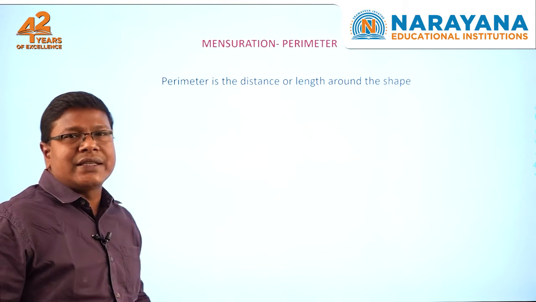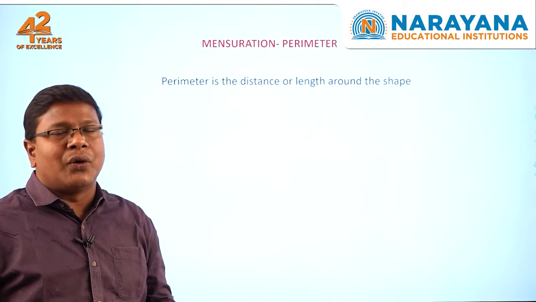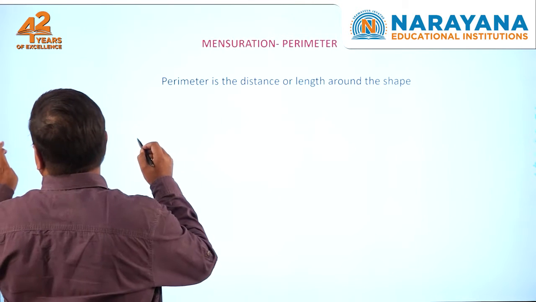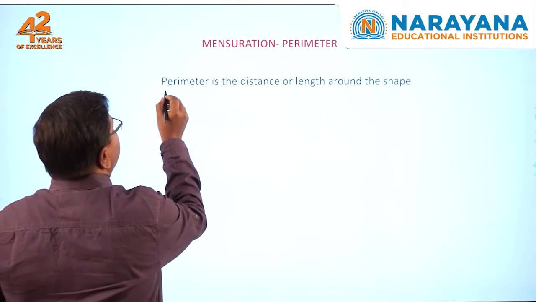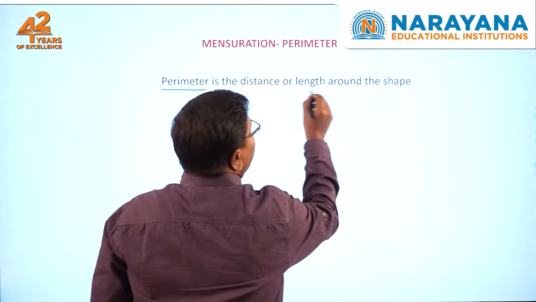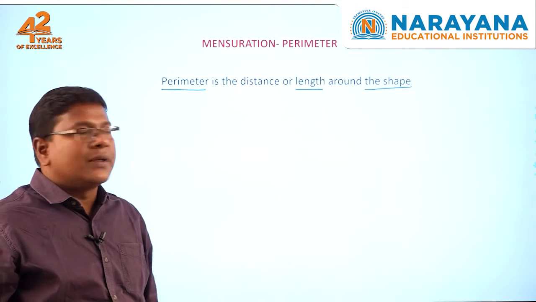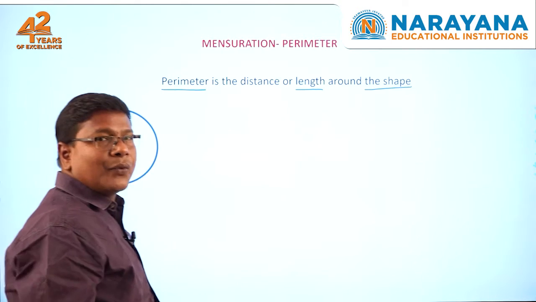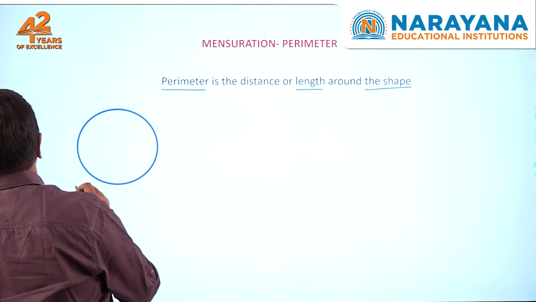So, in the last class we discussed that the perimeter is nothing but the total length of the boundary of the given shape, right. So, what you know is perimeter is the distance or length around the shape, right. Suppose you have different shapes. Suppose this is the circle, right. What is the perimeter?